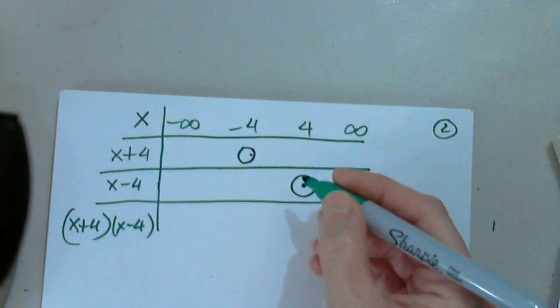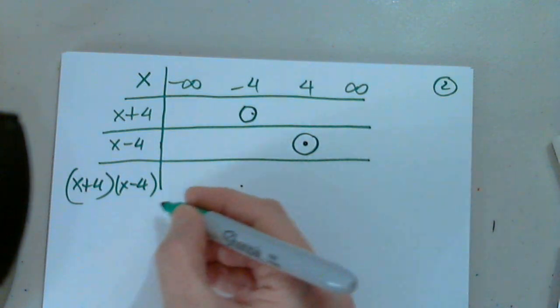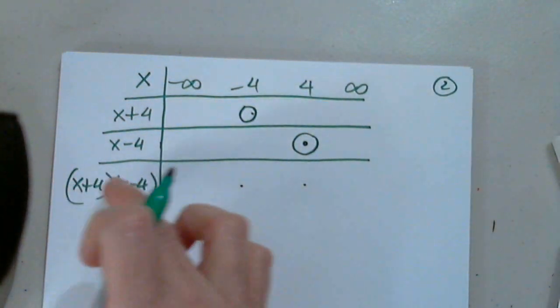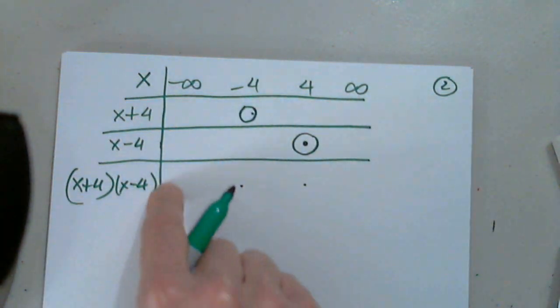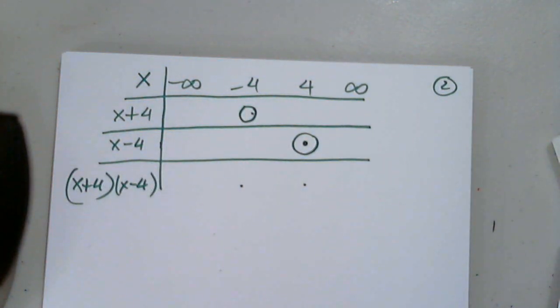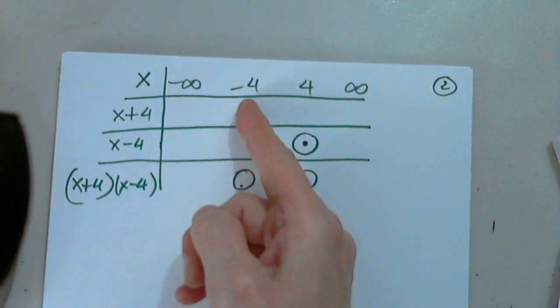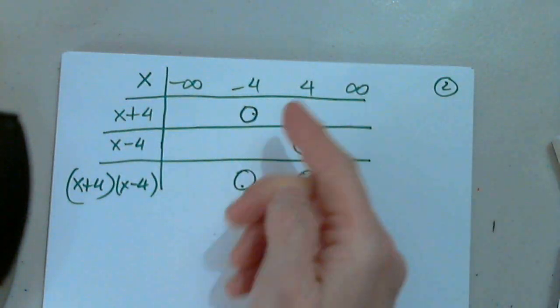Excellent. Under -4, what will I write for the product? Under +4, what will I write for the product? If any of these is 0, what will the product equal to? 0. Of course, no question about it. So let's analyze x plus 4.